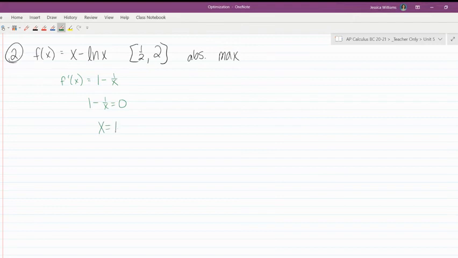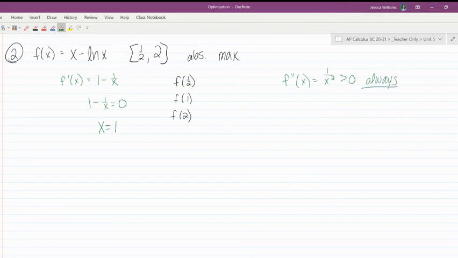Since that's just one value, if you want to, you can go straight to testing. So I can go find f of 1/2, f of 1, and f of 2 and see which one is biggest. And that's okay. That's fine to do. If you want to do your second derivative test, our second derivative is going to be positive 1 over x squared if I pull a power and subtract 1 again. And this is greater than 0 always.